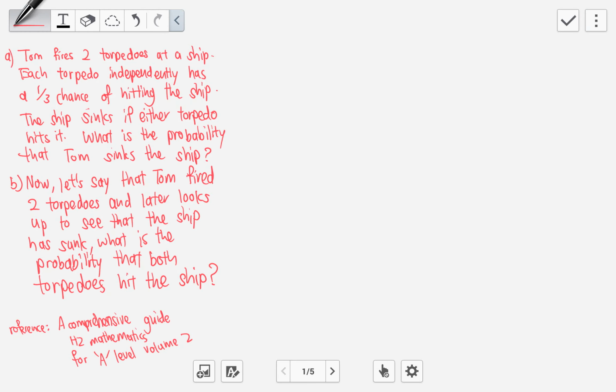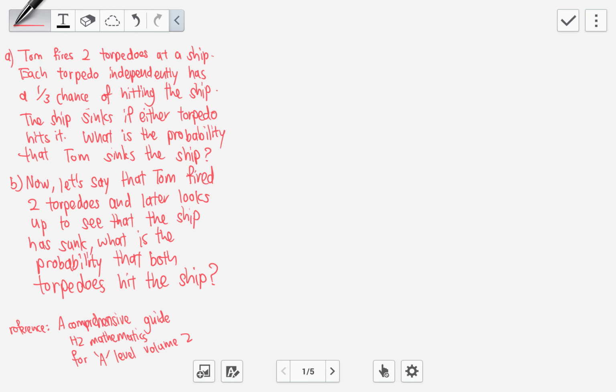Question on probability. So Tom fires two torpedoes at the ship. Each torpedo independently has a 1/3 chance of hitting the ship. So the ship sinks if either torpedo hits it. What is the probability that Tom sinks the ship?